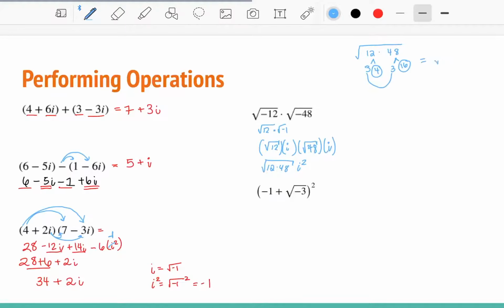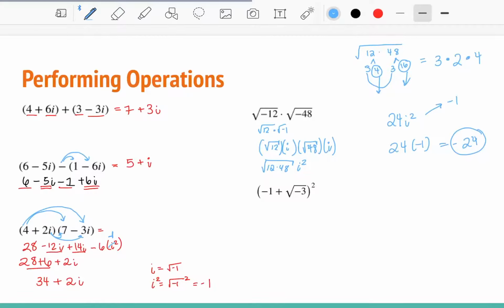So what that would leave me with, oops, nothing under the square root. I would pull out 3. I would pull out 2 because that's the square root of 4. And I would pull out 4 because that's the square root of 16. And that would leave me with 3 times 2 is 6 times 4 is 24. Okay, so I'm left with 24i squared. And remember, we said that i squared is equal to -1. So now I've got 24 times -1. And my answer is -24.